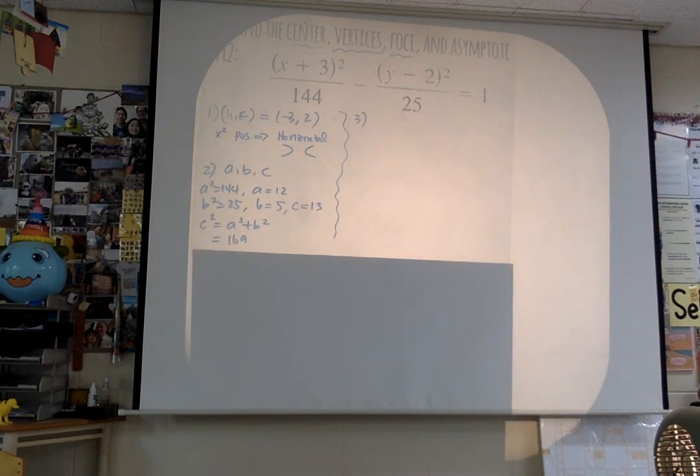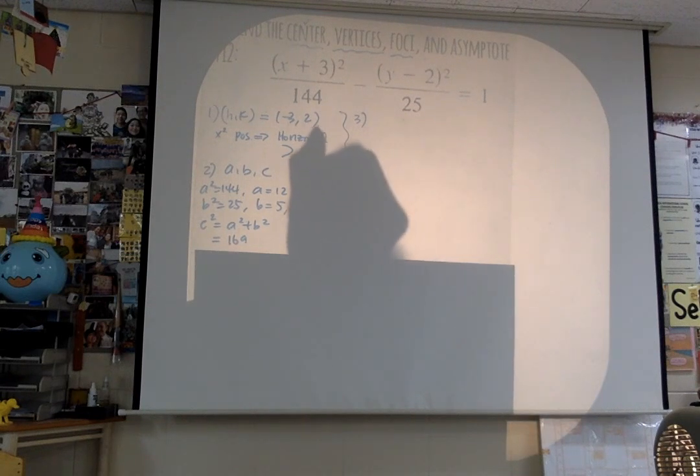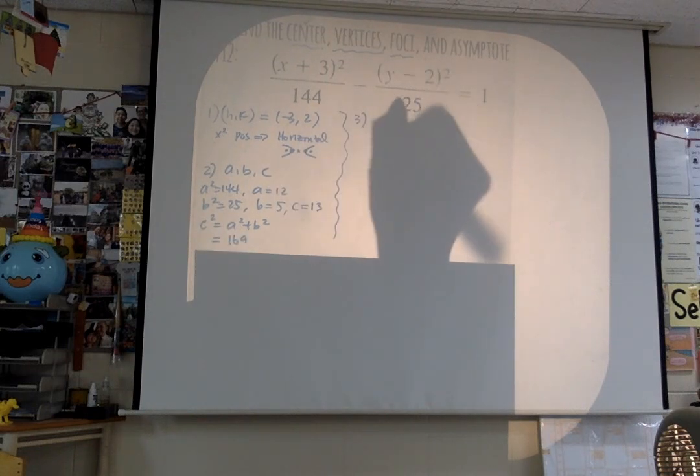So let's think about that shape. You know it's going to look like this. You know it's going to have this. You know it's going to have the foci inside, and you know it's going to have the center inside. Now let's find the vertices first.